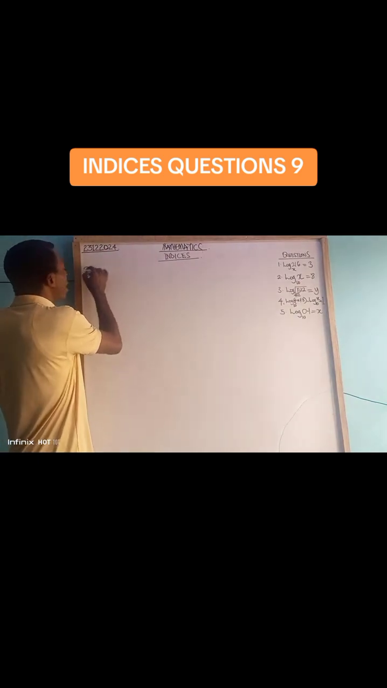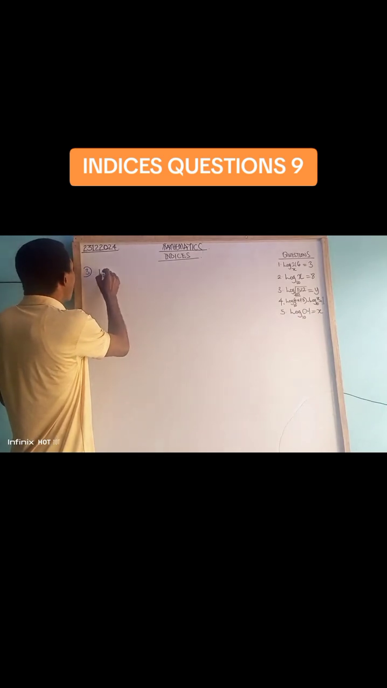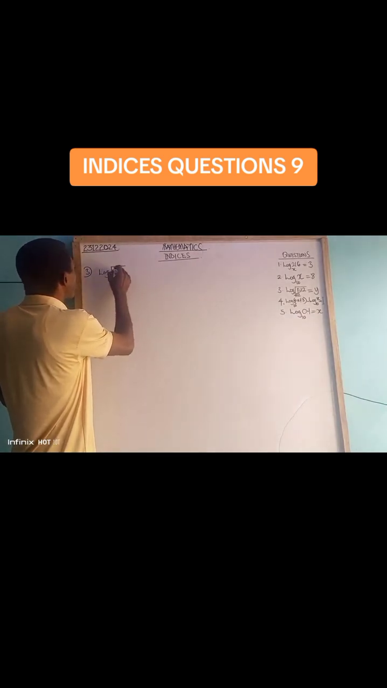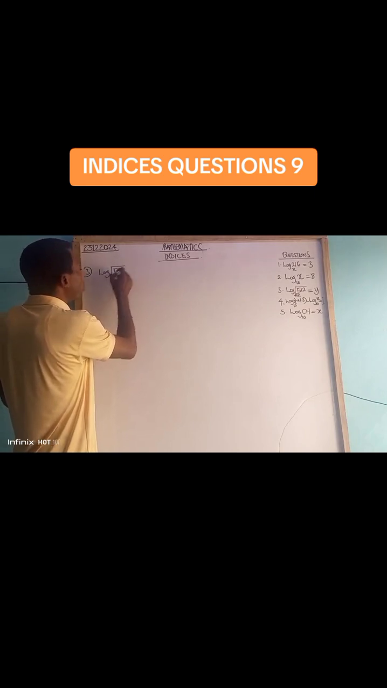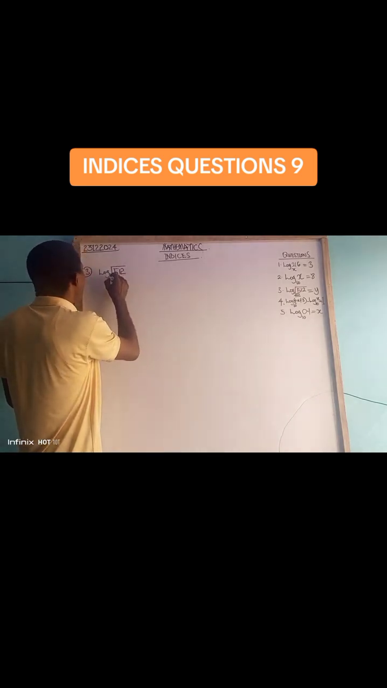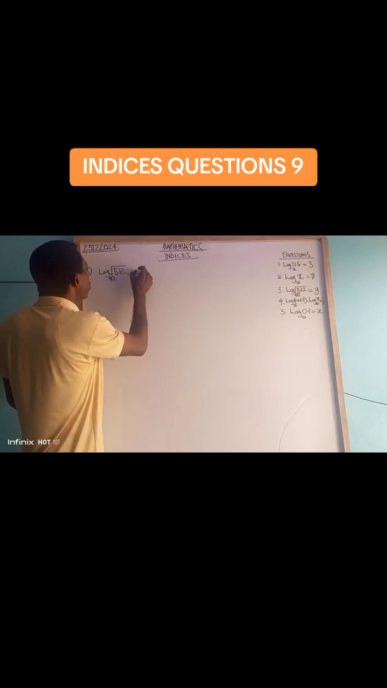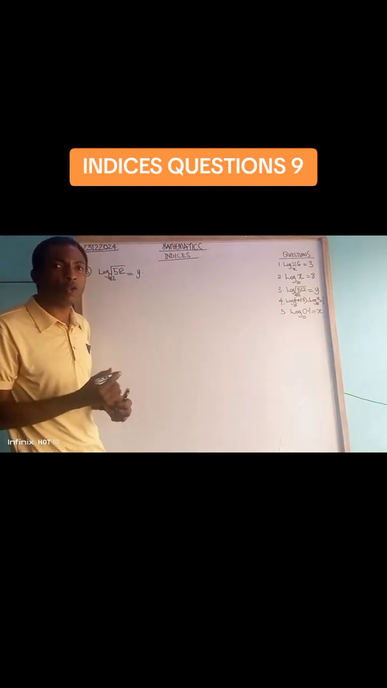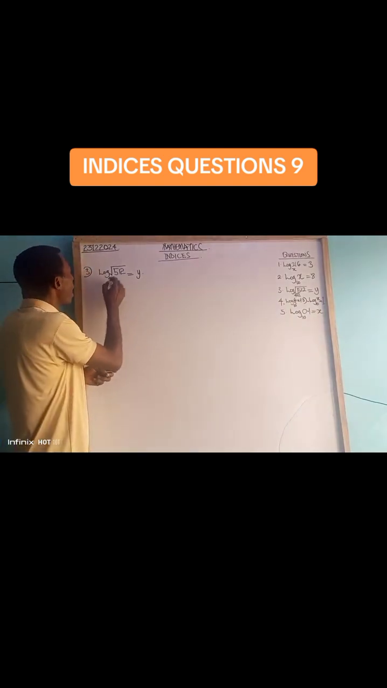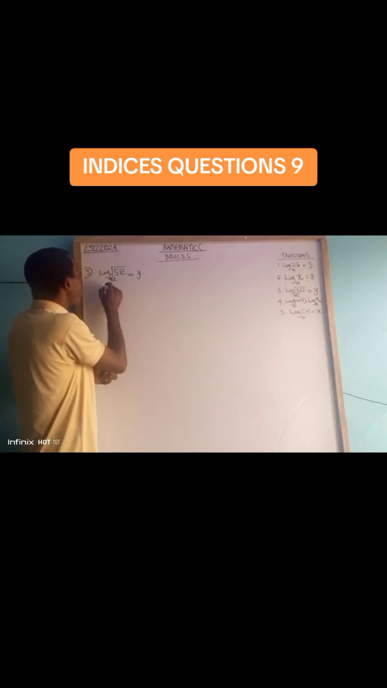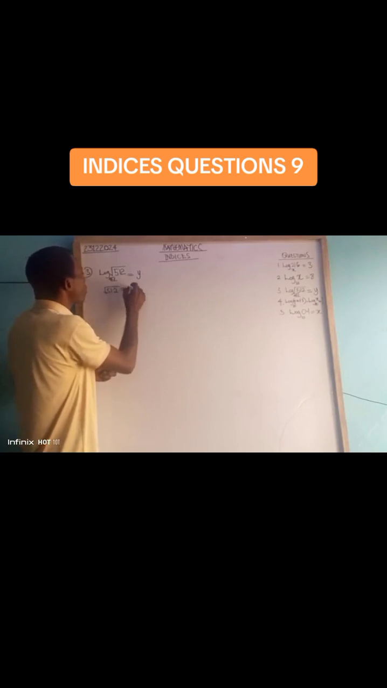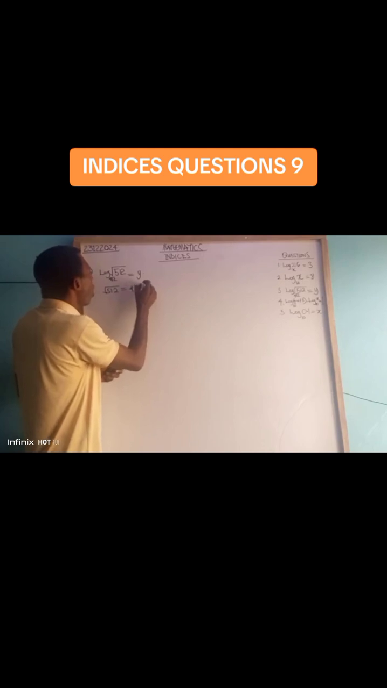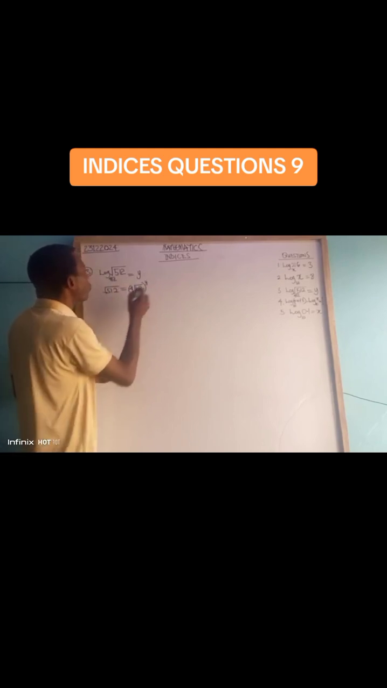Question number 3 says that log root 512 base square root 125 is equal to y, with 4 root 2 as the base. Please, I want us to pay very keen attention at this level because of this question we want to work upon. So that means we have root 125 is equal to 4 root 2 all to the power of y.